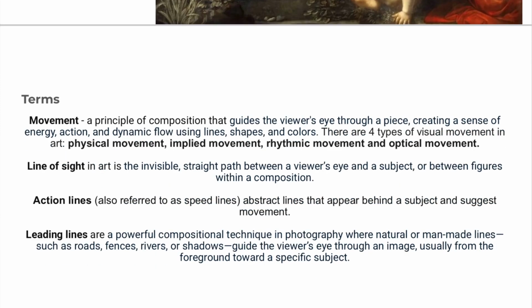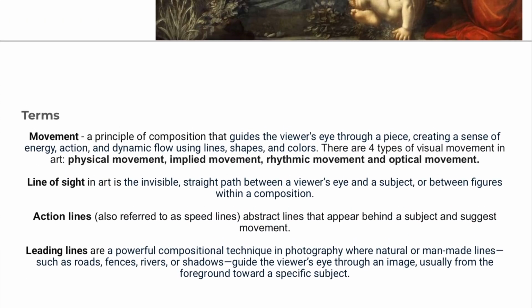So to sum it up here and keep it under 30 minutes, we're doing pretty good. Movement is a principle of composition that guides the viewer's eye through a piece, creating a sense of energy, action, and dynamic flow using lines, shapes, and colors. We talked about physical, implied, rhythmic, and optical movement. Line of sight is the invisible straight path between a viewer's eye and a subject, or between figures within a composition. Action lines, also known as speed lines or even motion lines, are abstract lines that appear behind the subject and suggest movement. And then leading lines are a powerful compositional technique in photography where natural or man-made lines guide the viewer's eye through an image.